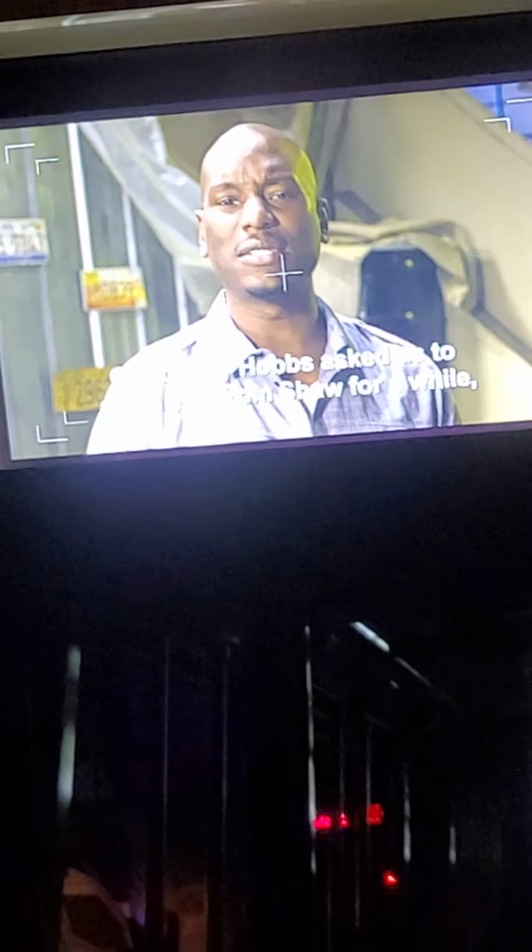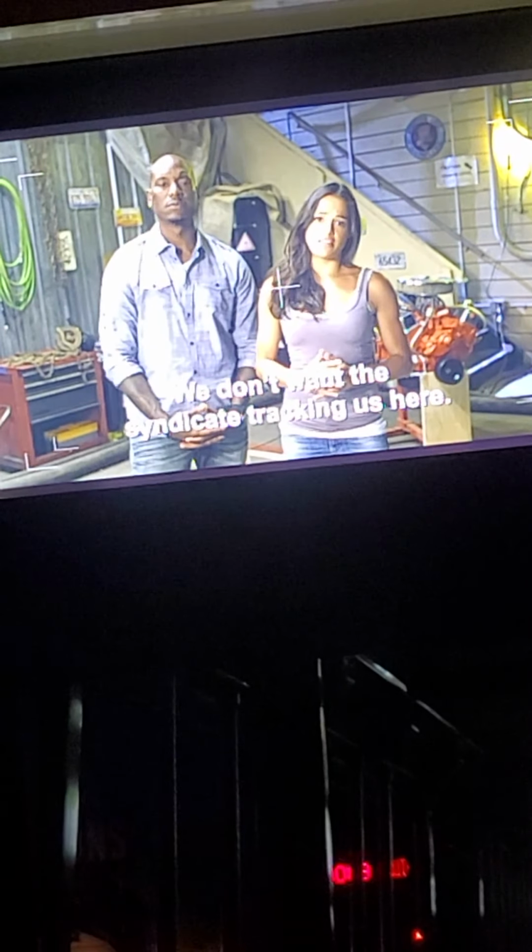My buddy Hobbs asked us to stash you from Shaw for a while. So we brought you to our secret spot. All right, look guys, we're gonna keep Shaw from finding you, but to keep you safe, we need your help. We don't want the syndicate tracking us here, so put away your cameras and turn off your cell phones. One flash, one ringtone could give us away. I need y'all to take this real serious.